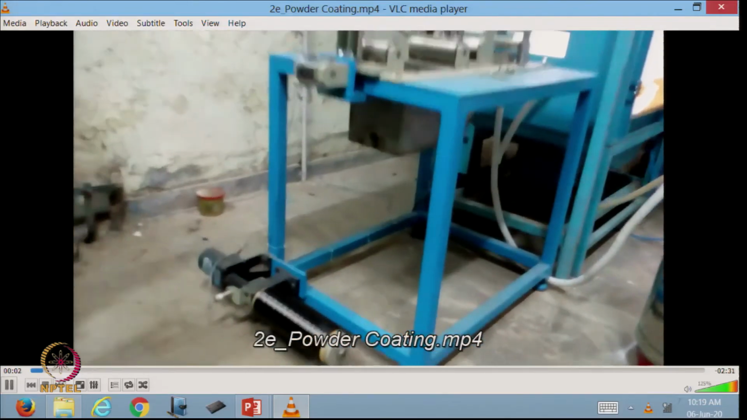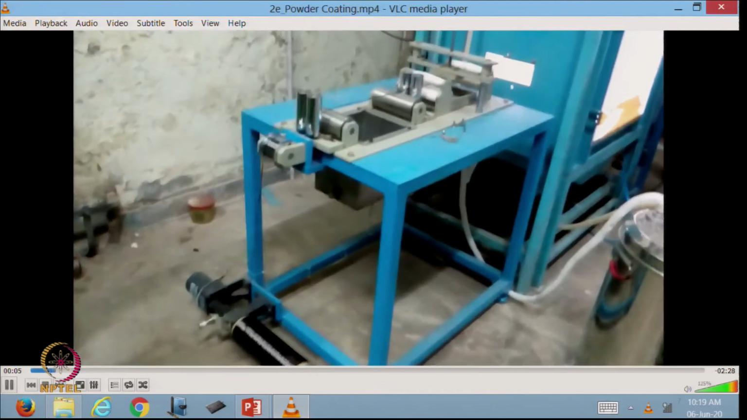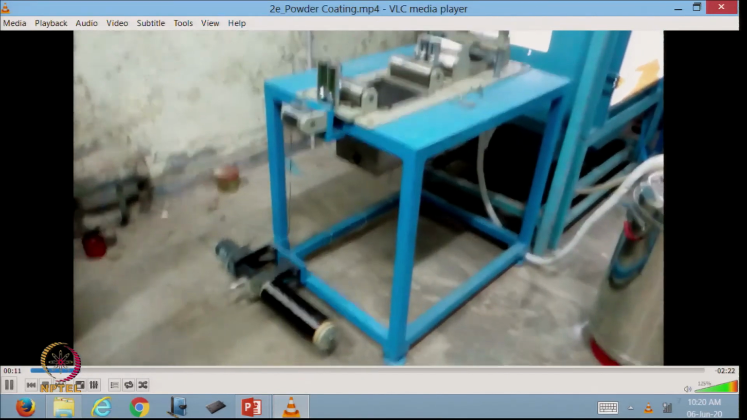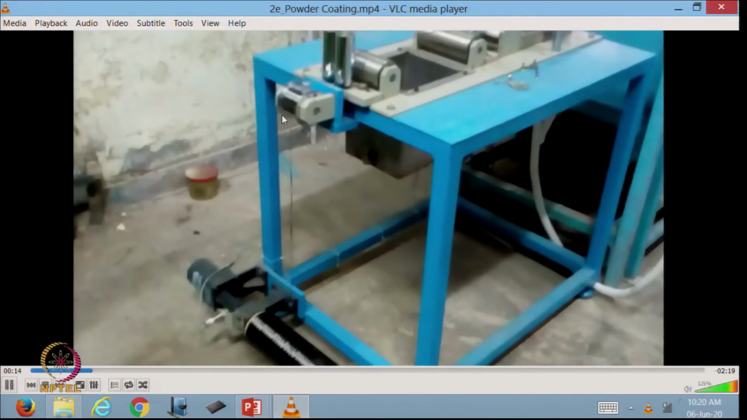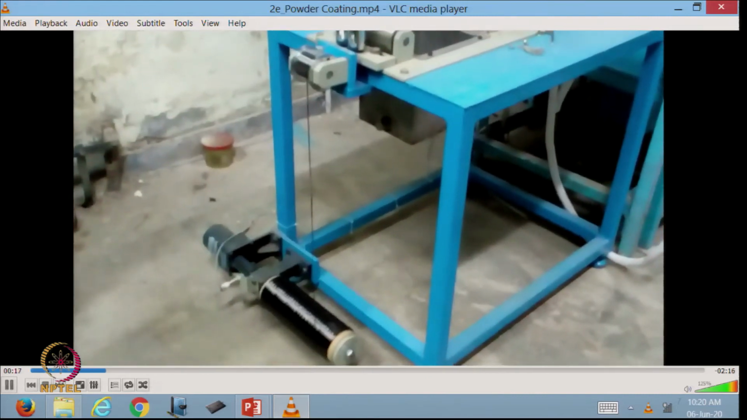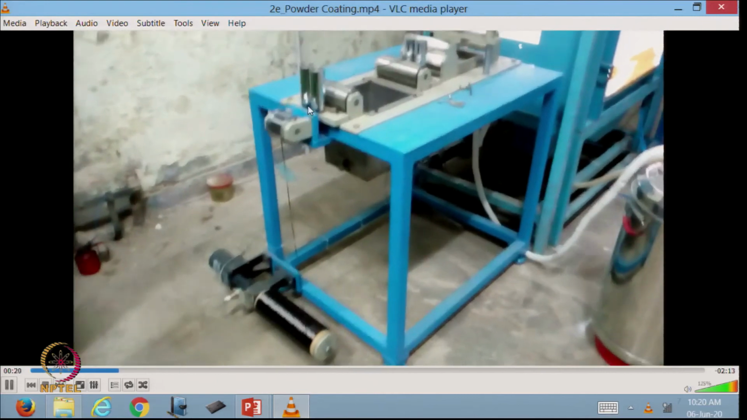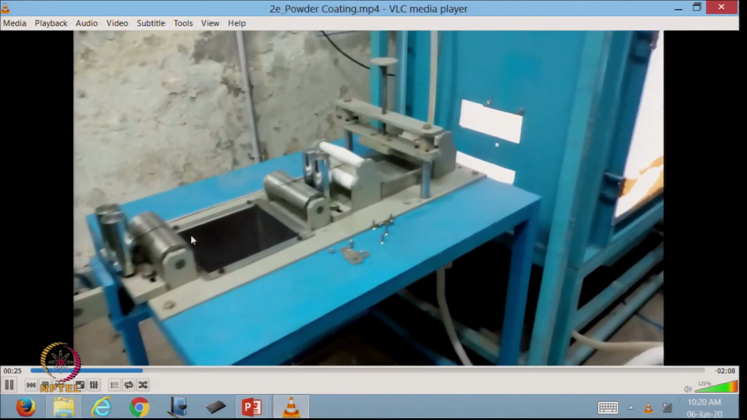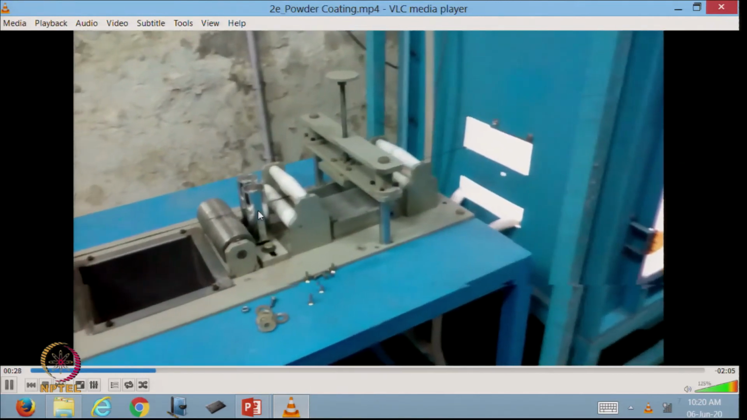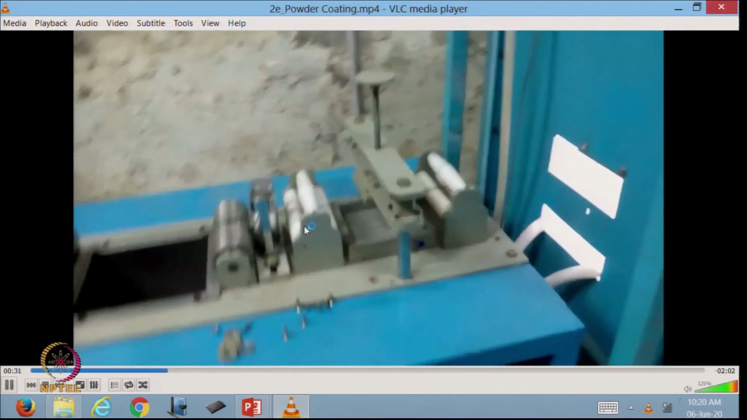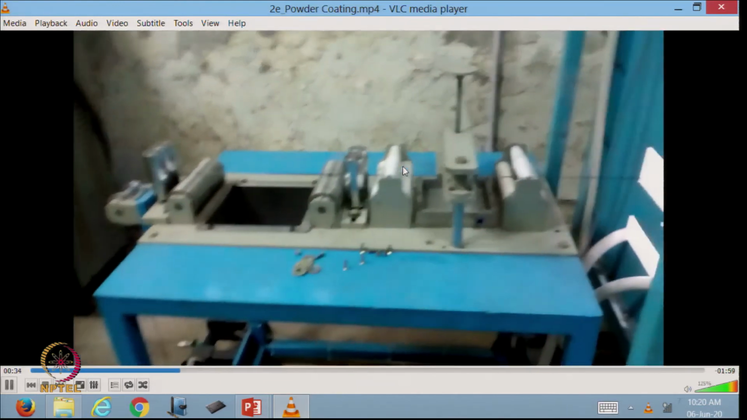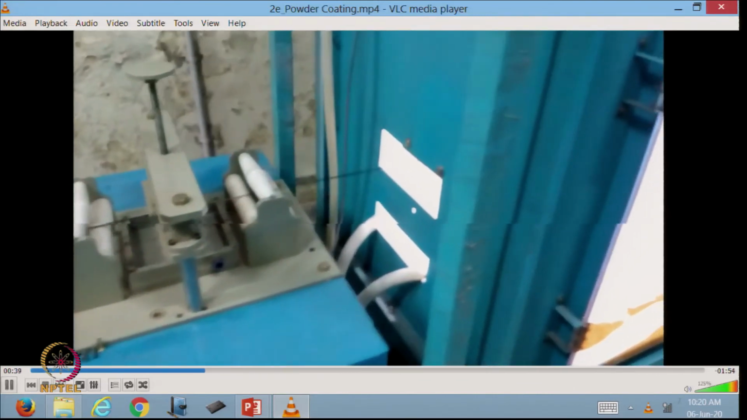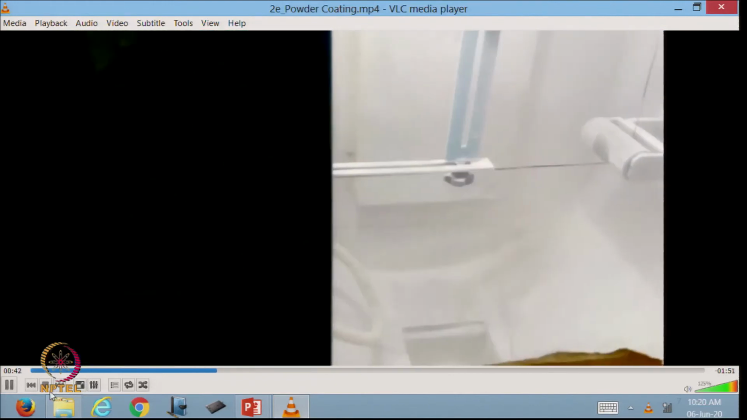So, this is the running of this equipment here. This one is a carbon tow feed. Here the let-off system is there, you can see the let-off system here. Now through the centering device and spreading arrangement, this carbon tow is entering into the powder coating chamber. So, this is the powder coating chamber here.